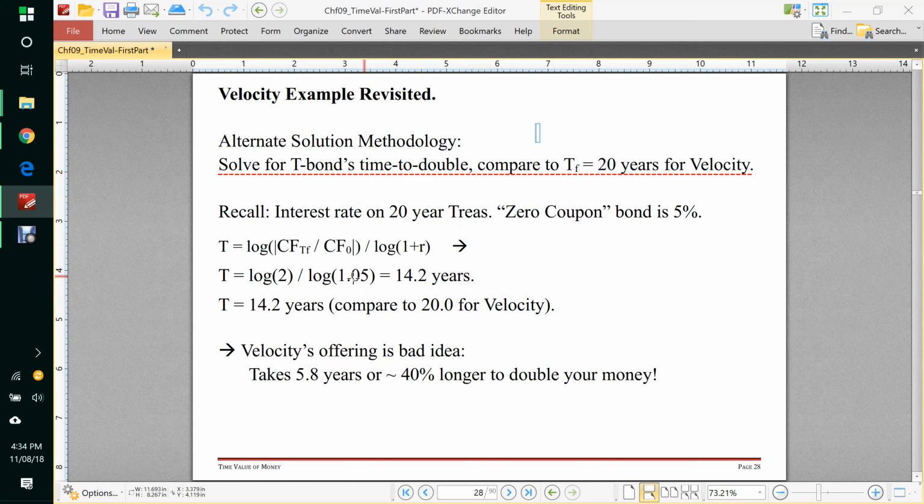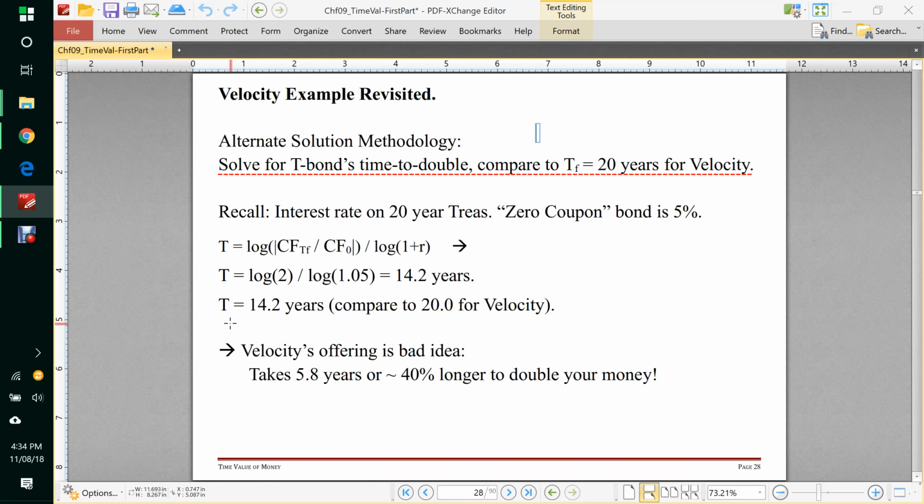Okay, we've got the T-bond interest rate at 5% here, and the ratio for doubling is going to be 2. So we have log of 2 divided by log of 1.05, or about 14 years.